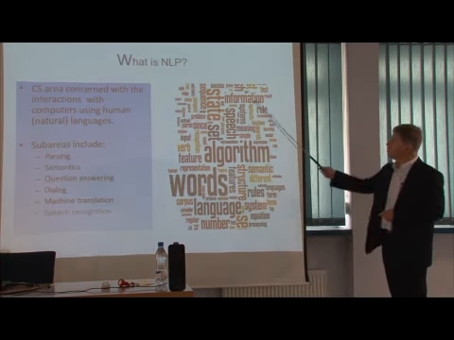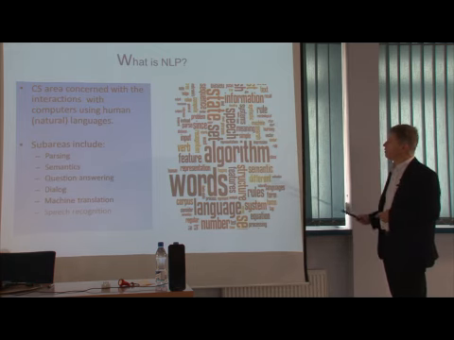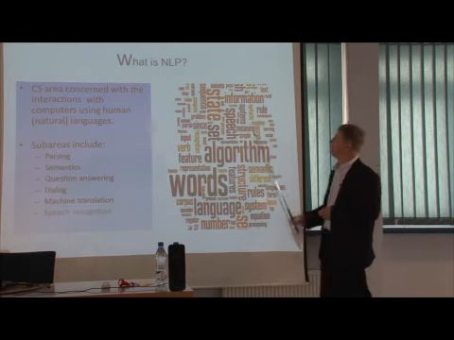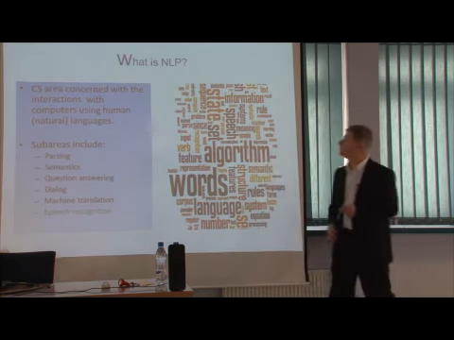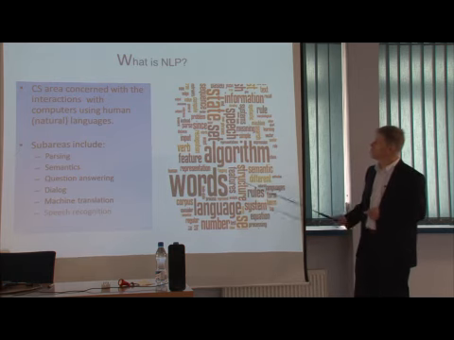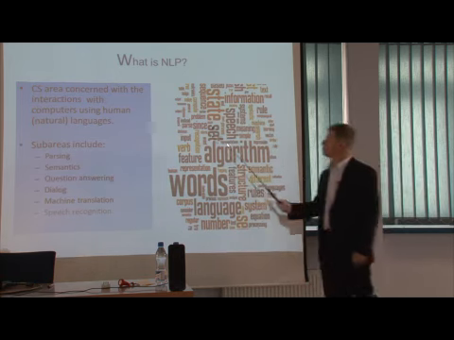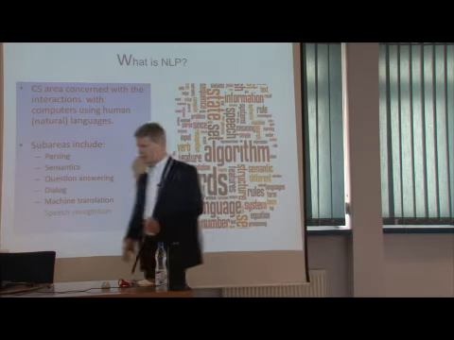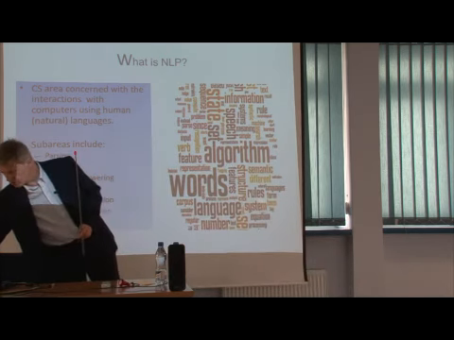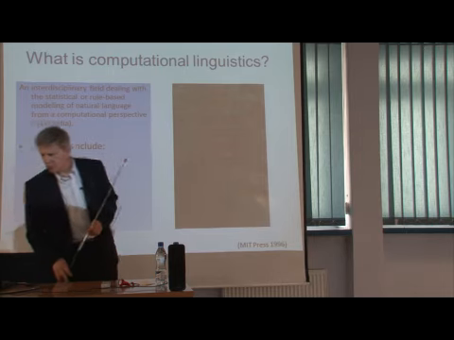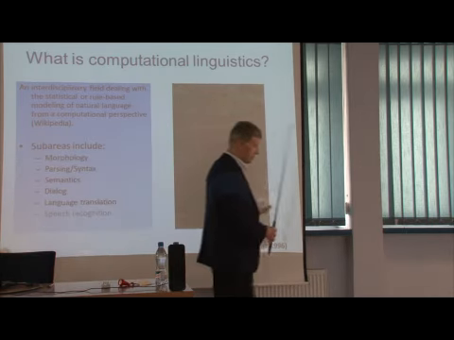So this is a diagram, okay, that shows concepts, words that are connected with natural language processing. So algorithms, words, language, rules, meaning, syntactic, and a couple of other things, all right? So all of this will appear in some ways.